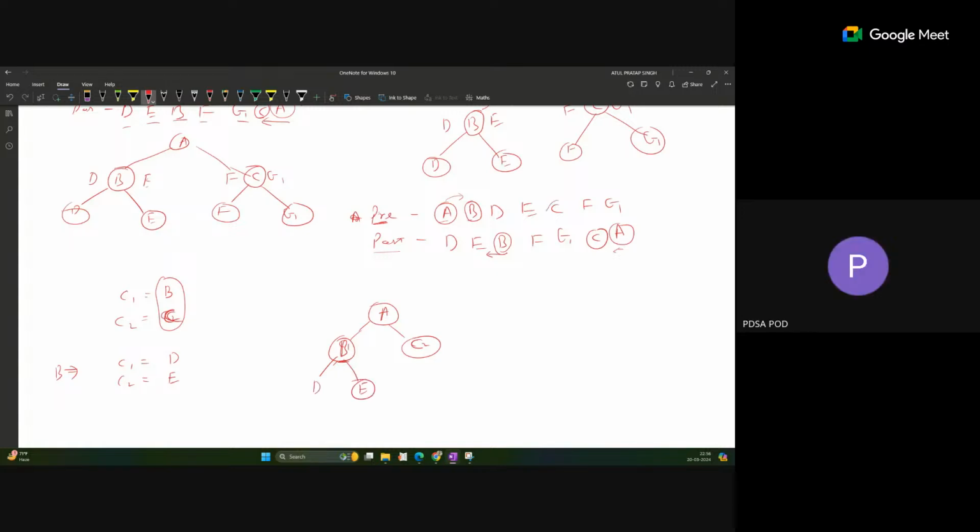Okay. And also mark in both. So C is also included. B is also included, and now D and E are also included. So D and E are also included in our tree.